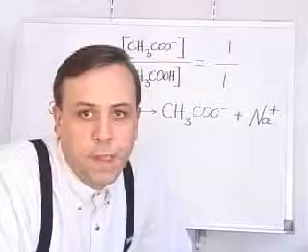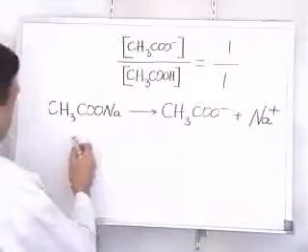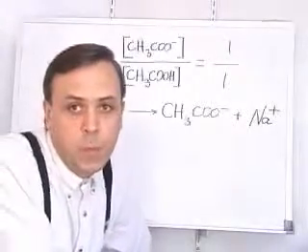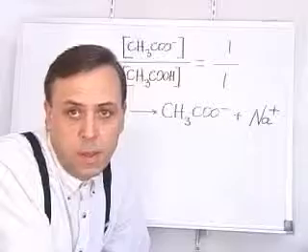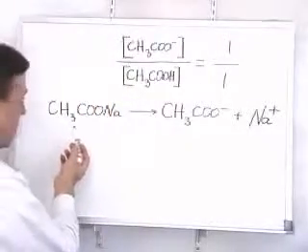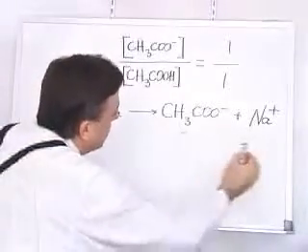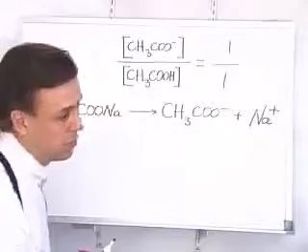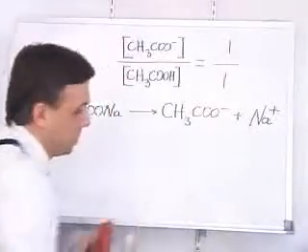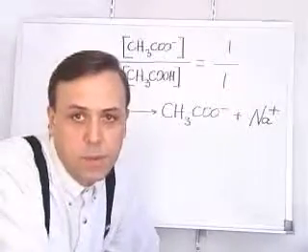A source of acetate ions can be the salt sodium acetate. The salt sodium acetate can be obtained by the neutralization reaction between acetic acid and sodium hydroxide. Now this salt is an ionic salt, therefore every mole of it dissociates, splits into ions in solution, into acetate anions and sodium cations. Now, this is the main source of acetate ions in the solution.